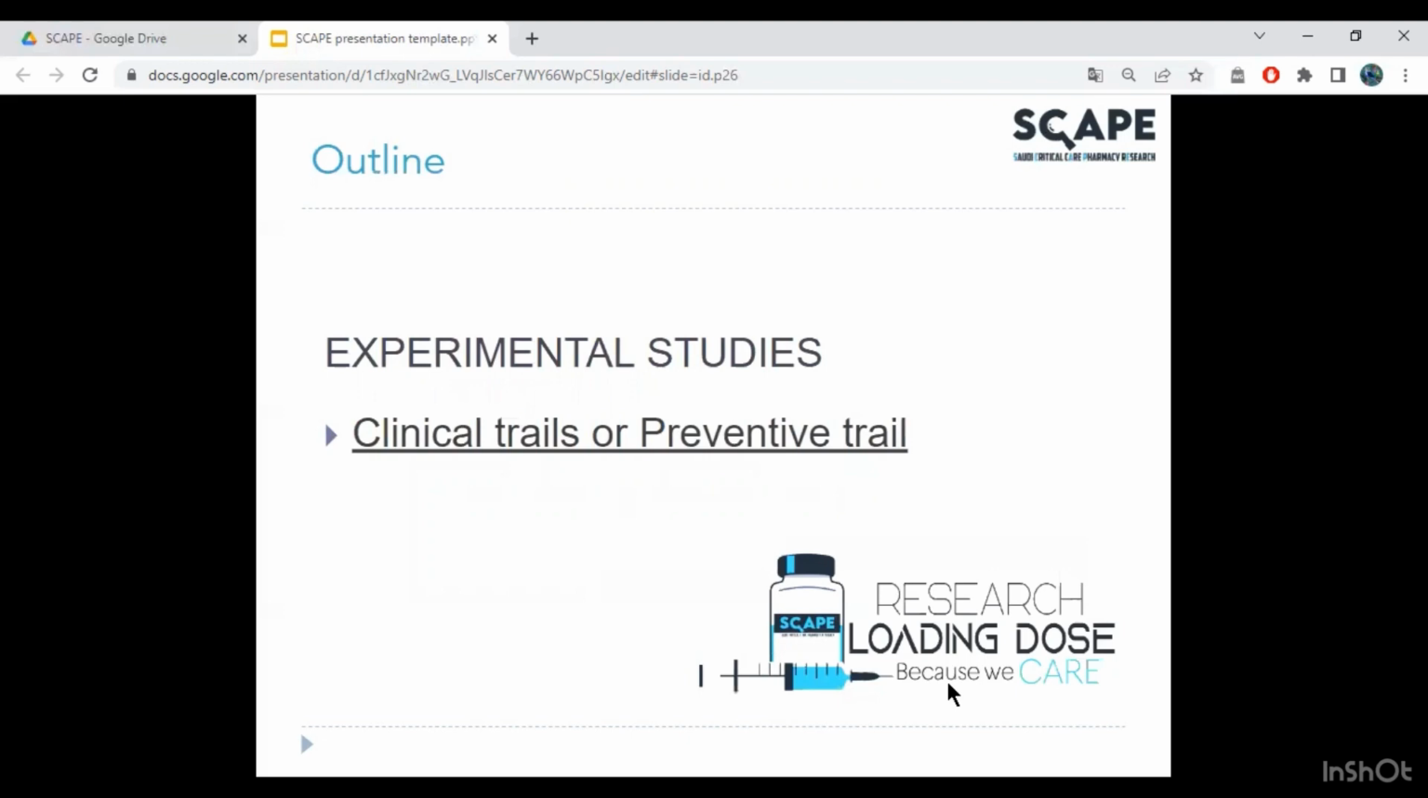Okay. We reviewed observational studies until now. We talked about cross-sectional, case control, cohort, and retrospective cohort studies. Now let's move to the other part of medical research, which is the experimental studies. It includes clinical trials and preventive trials.